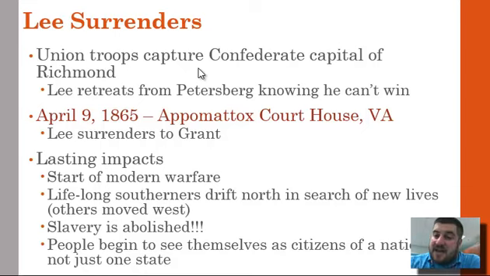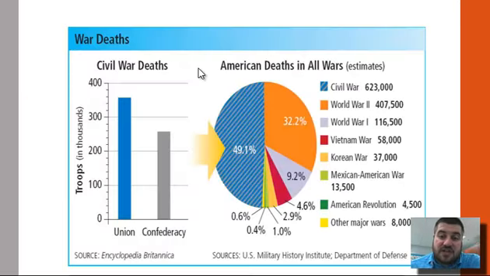The lasting impacts: this is the start of modern warfare as we know it today. Lifelong Southerners drift north and west in search of new lives. Slavery is finally abolished. We'll talk about that in a second. And people begin to see themselves as not just members of a state, but as a nation. And this also increases the power of the federal government coming up in the era afterward known as Reconstruction.